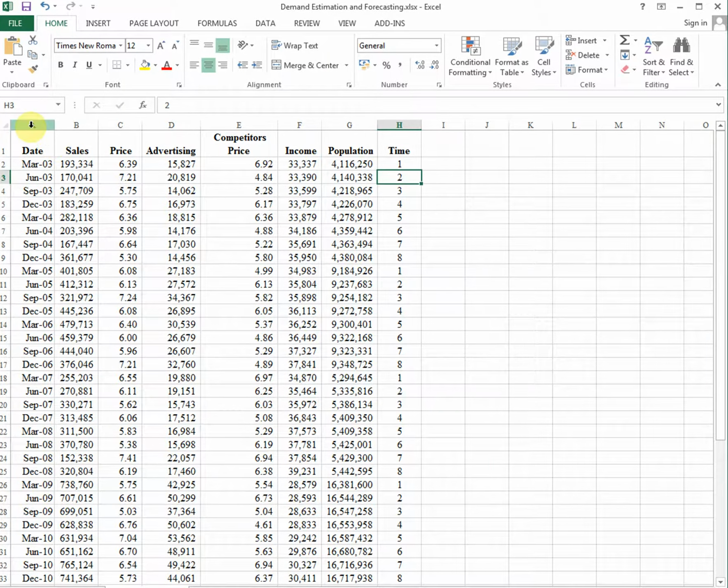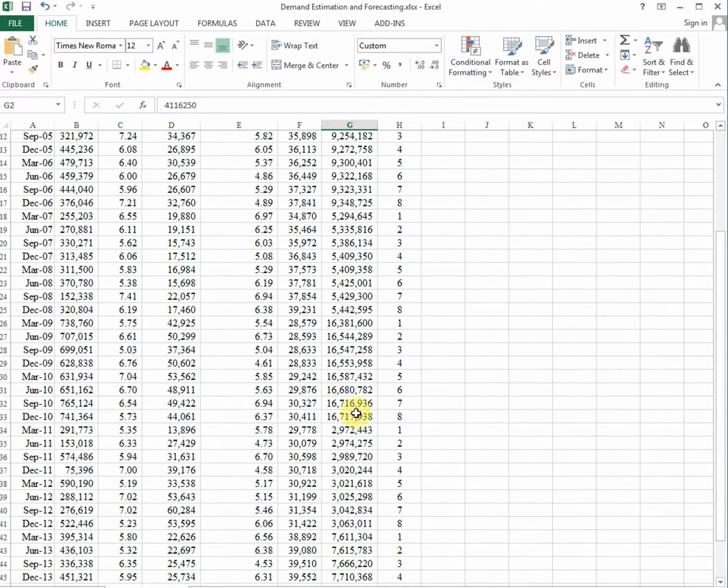So again, the dates, and then sales is the quantity of pies sold in a given month of the year 2003. The price is the price per pie, which is £6.39. Advertising is the advertising expenditure in this month by this company. Competitor's price is the price of the pie sold by the competitor, and income is the income per capita, income per person in the region, and population is in millions. And this is the whole data.